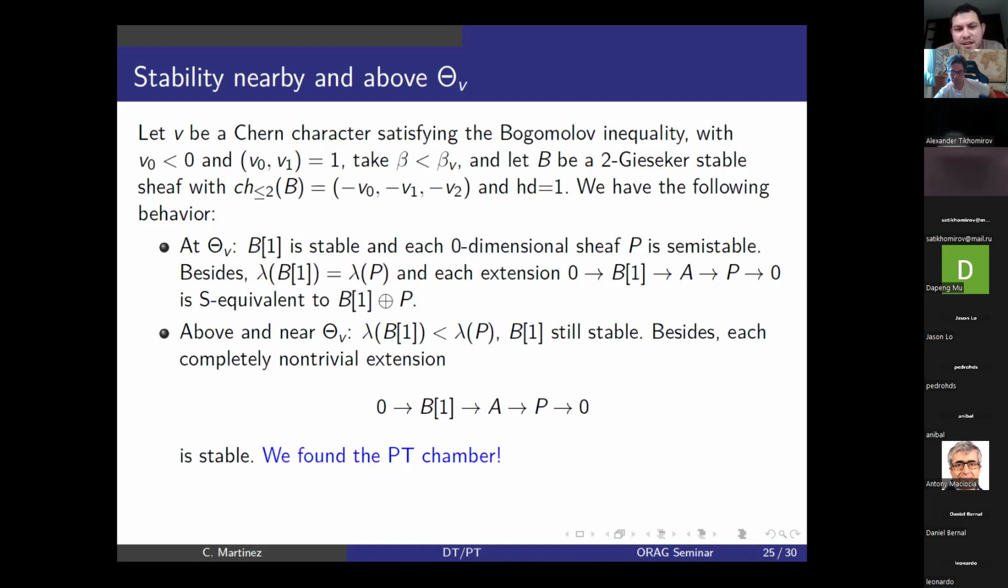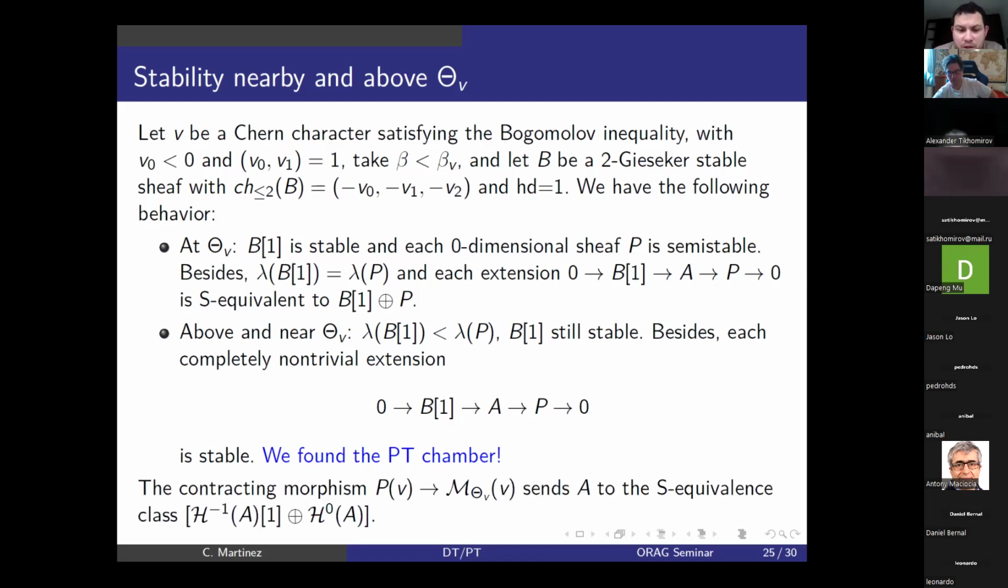That means just above the theta curve, I get the PT chamber, a region of the stability manifold where all the PT stable objects are stable, under these nice coprime conditions, of course. And not just that, but I also have a contracting morphism that goes from the PT moduli space to the moduli space of the wall. It sends an object A, which is a PT stable object, to its S-equivalence class at the wall. And the S-equivalence class at the wall is the degree minus 1 cohomology of A summed with the degree 0 cohomology of A. That's what I get: a contracting morphism from one side of the wall to the wall.